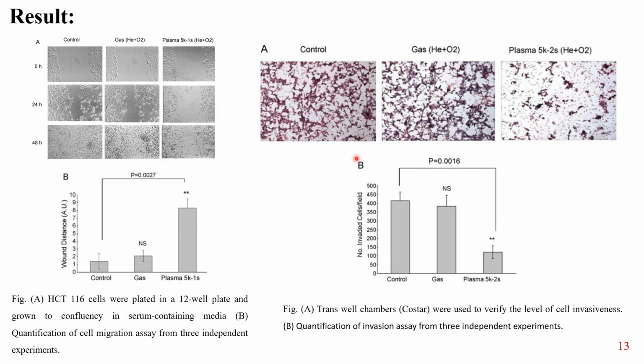In the first figure, the cell migration assay, in figure A, the HCT116 cells were plated in a 12-well plate and grown to confluence in serum containing media, and the monolayer was scratched with a pipette tip to evaluate the effect of plasma on the surface.